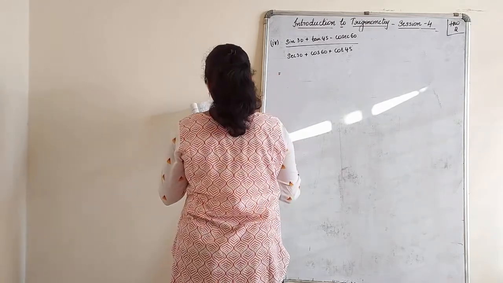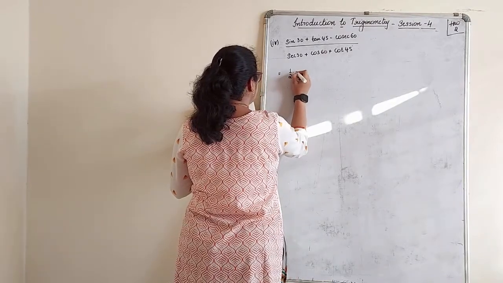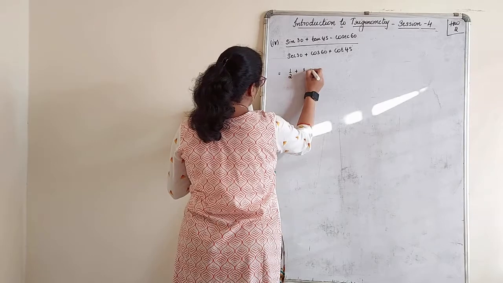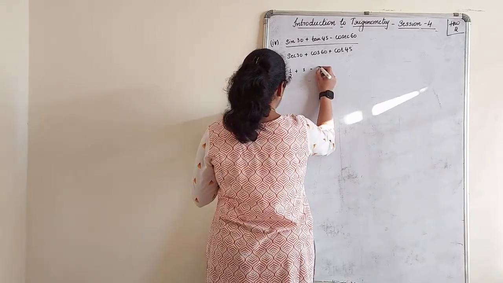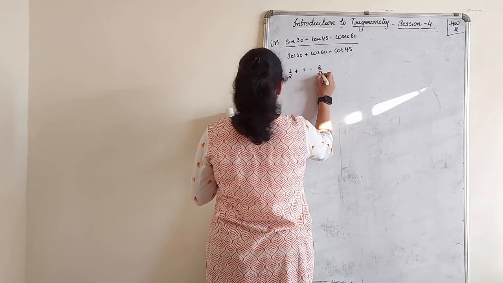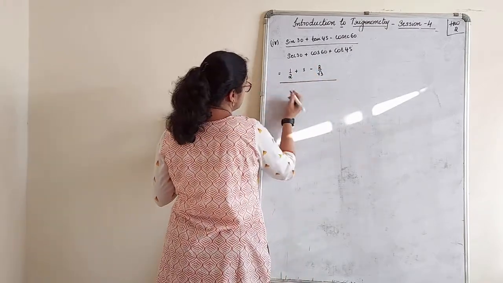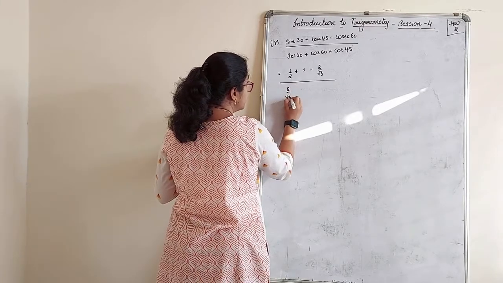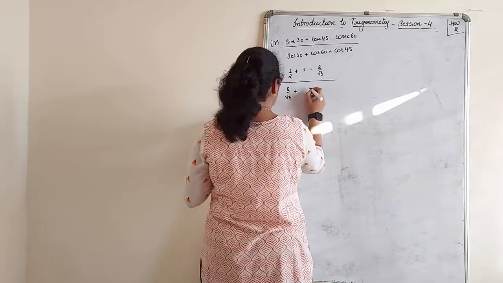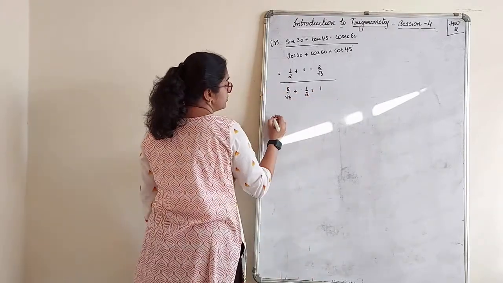Substitute the values here. So what is sin 30? 1 by 2. Tan 45, 1. Cosec 60 is nothing but 1 by sin 60, that is root 3 by 2, so 2 by root 3. Divided by sec 30, which is 1 by cos 30, root 3 by 2, so 2 by root 3, reciprocal. Cos 60, 1 by 2, cot 45, 1.